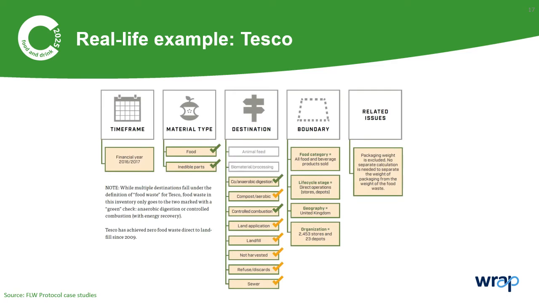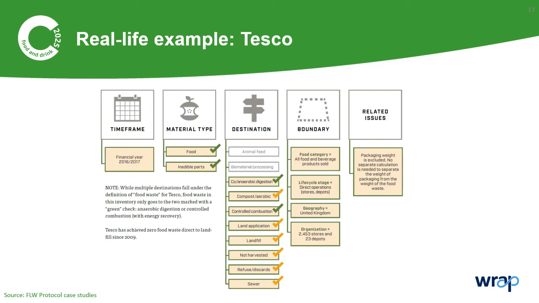And here's just a real life example. This is from the Food Loss and Waste Protocol amongst their case studies. There's one from Tesco. This is a completed scope diagram that they submitted, which is used alongside the data that they then report so that it can be interpreted properly. This is from a few years ago. You can see this is from the financial year 2016-2017.